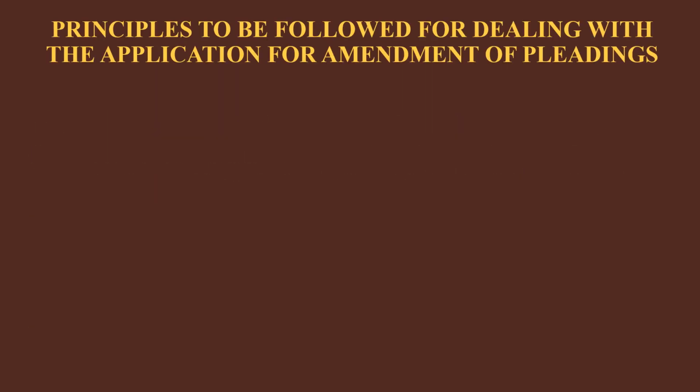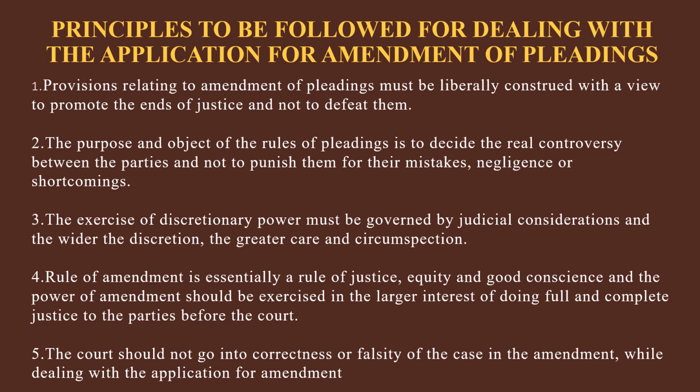The principles the court needs to follow when dealing with the application of amendment of the pleadings are: amendment of the pleading must be liberally construed to uphold the ends of justice and not to defeat them. The purpose and object behind the rules of pleading is to determine the real questions of controversy between the parties and not to punish them for their mistake or negligence or shortcomings. The exercise of discretionary power by the court should be governed by judicial consideration with wider discretion. The rule of amendment is essential and it should be practiced in a larger interest by doing full and complete justice to the parties. The court should not go into the correctness or falsity of the case in amendment while dealing with the application of amendment.